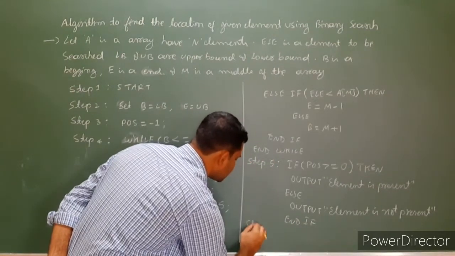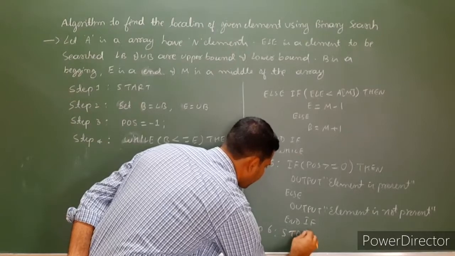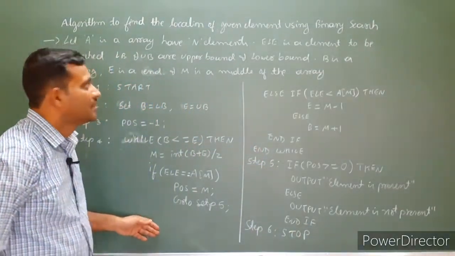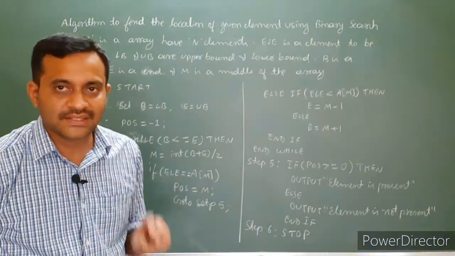And end if. In step 6, stop. That is the algorithm to find the location of an element using binary search.